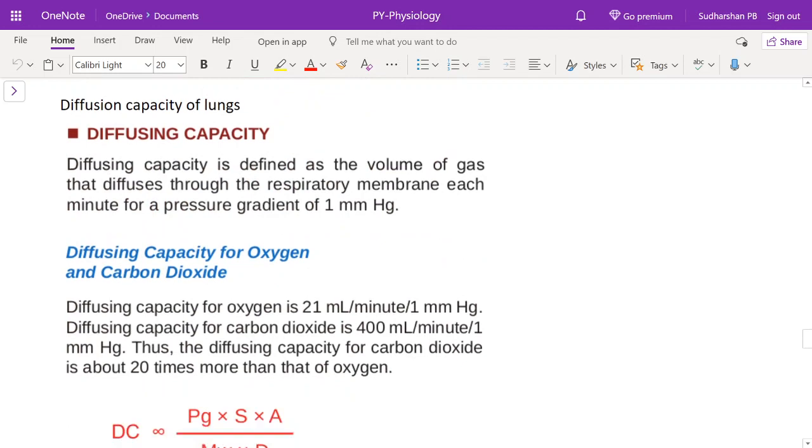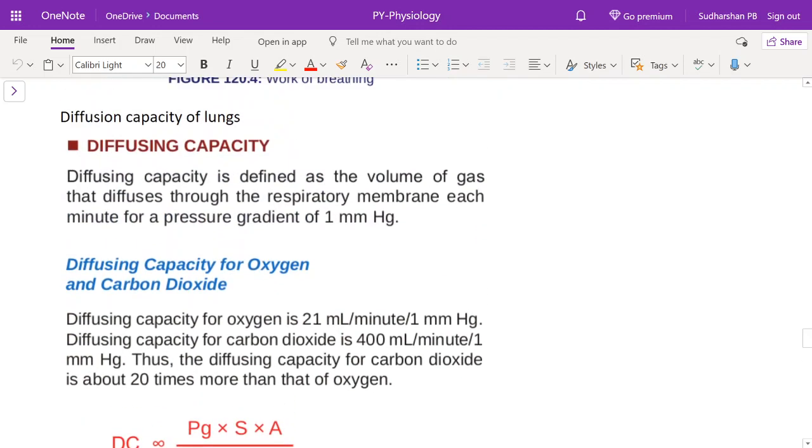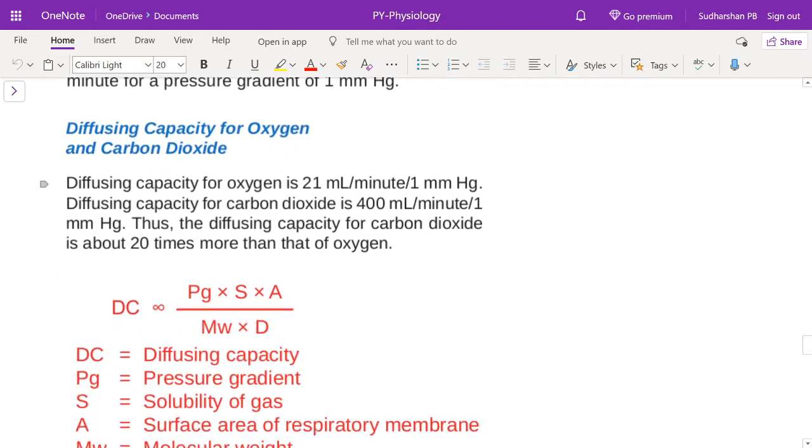Volume is in ml, pressure in centimeter water. Now coming to diffusion capacity of the lungs. So diffusion capacity is nothing but the volume of gas diffusing in the respiratory membrane for a pressure of 1 mm mercury. I repeat, the volume of gas diffusing in the respiratory membrane for a pressure of 1 mm mercury. So for oxygen it is 21, for carbon dioxide it is 400. So it is approximately around 20 times.